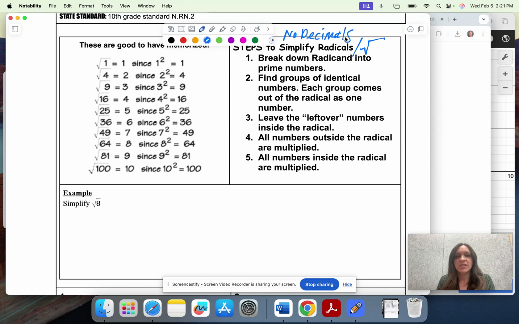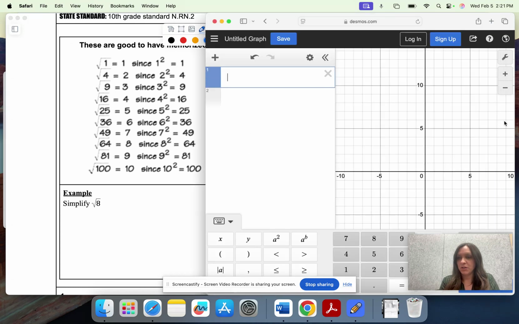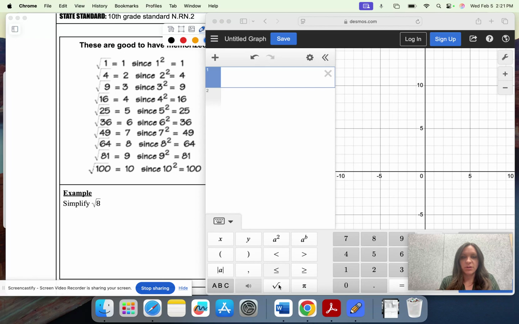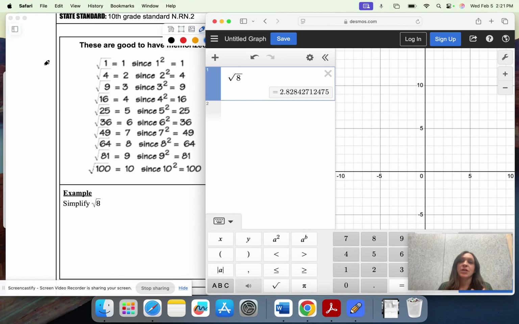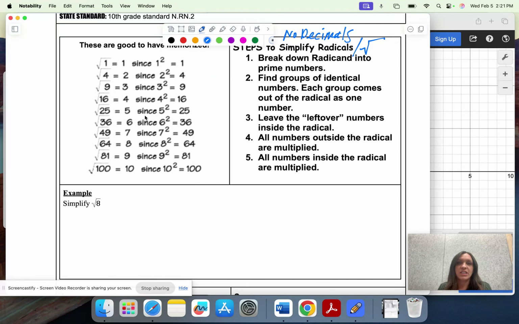So if I put this in the calculator, I'm going to go to my Desmos graphing and square root of 8. This is our example. That's a decimal. That's not the answer. The answer is not 2.83. Okay, simplifying means we're taking out all of these perfect squares.